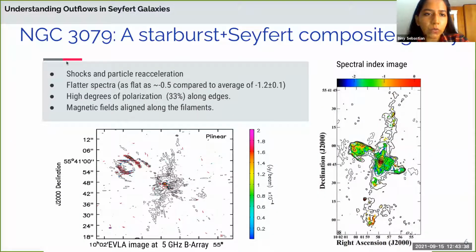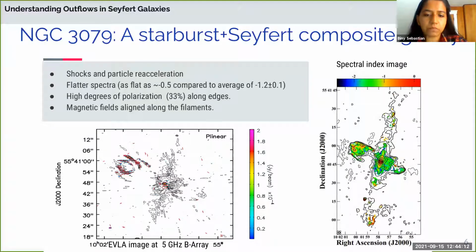I will now talk about NGC 3079 in a bit more detail, which is both a star forming as well as a Seyfert galaxy. The new EVLA image at 5 gigahertz of the source is shown on the left, whereas the spectral index image made from archival VLA data is shown on the right. The red vectors represent the inferred magnetic field vectors.